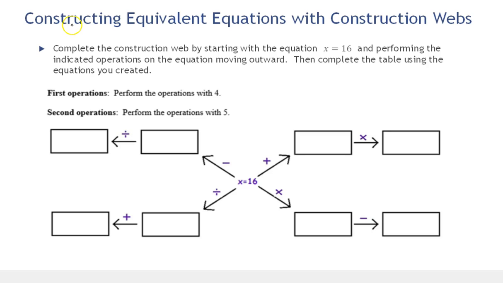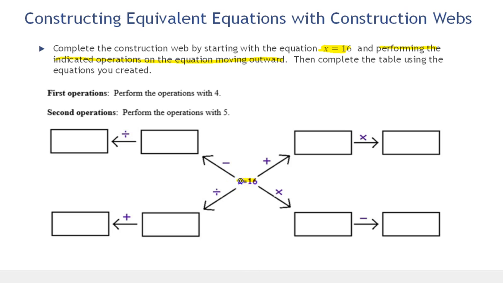In this video, we're going to construct equivalent equations with construction webs. So complete the construction web by starting with the equation x equals 16 and performing the indicated operations on the equation moving outward. Then complete the table using the equations you created. So we'll complete the table on the next slide, but it's below your web in your packet. Okay. So let's see what this construction web means and how we're going to work with it.